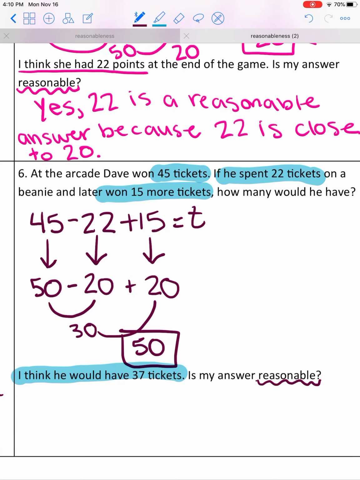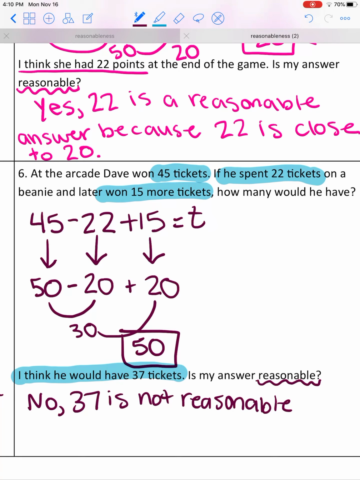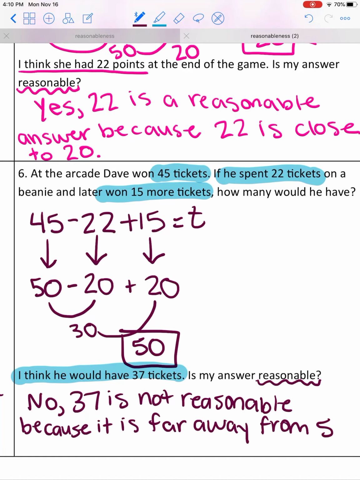Well, 37 is kind of far away from 50. So I'm going to say no. 37 is not reasonable because it is far away from 50, which was the estimate that I got.